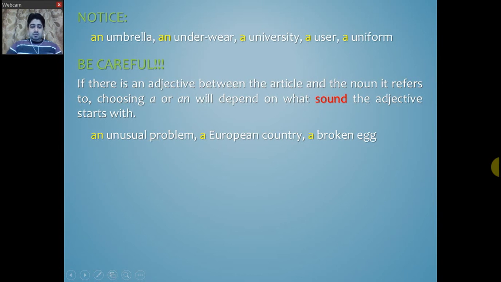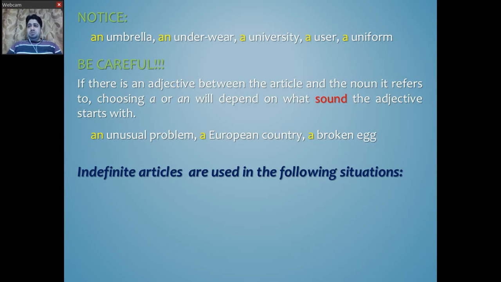Another example, we say a European country because we have European. The sound U is a consonant sound, we agreed a moment ago. And finally we have a broken egg. Egg alone needs an as an article, but since it is preceded by broken as an adjective, then broken will decide which article to use, which is here a.